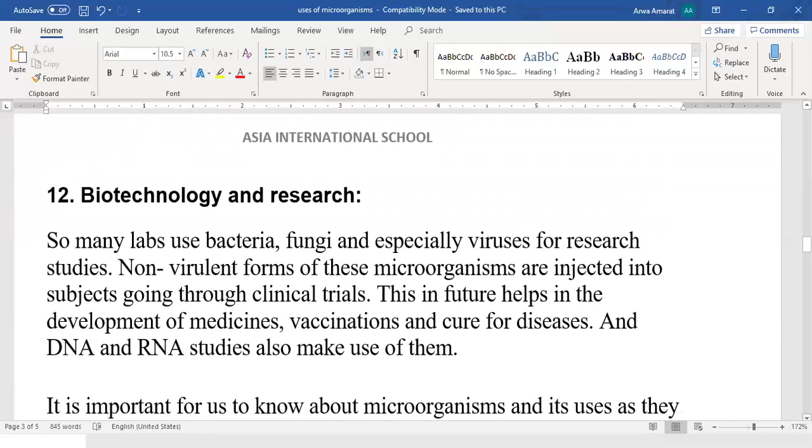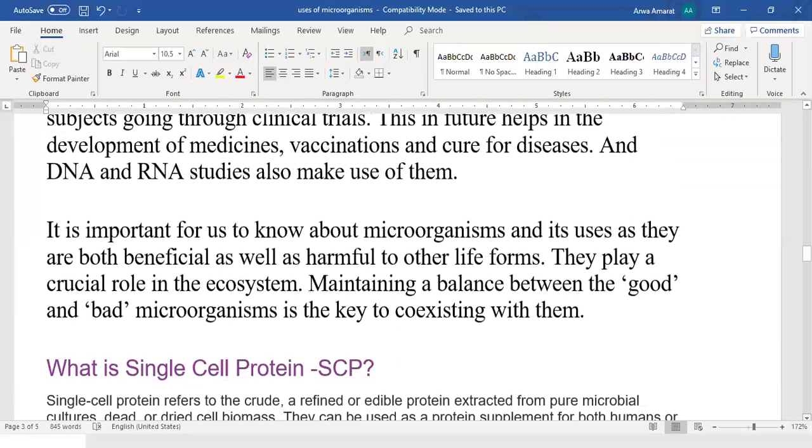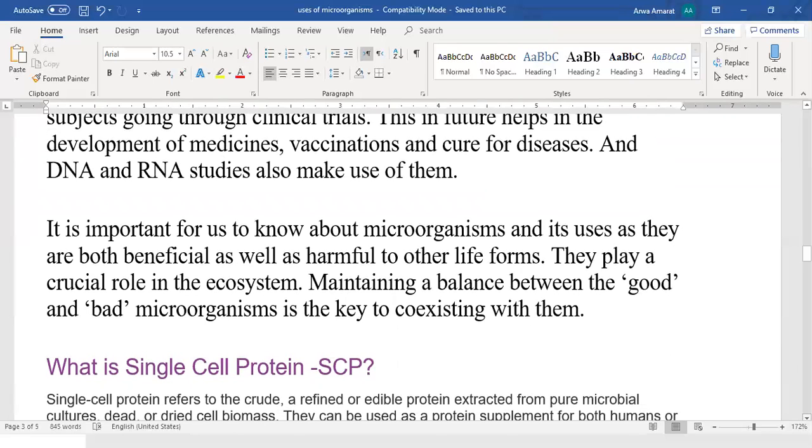Also, it is used for biotechnology research. It helps in the development of DNA and RNA, for vaccination, to cure disease, and for medicine. It's all in the study of bacteria and viruses. This is a part of research.